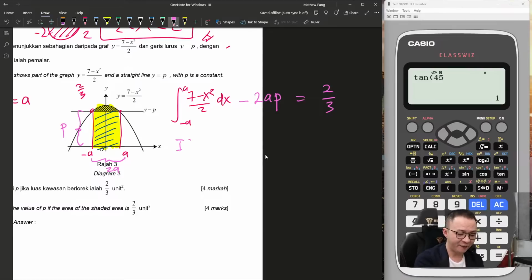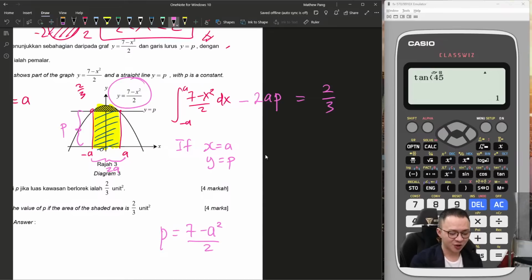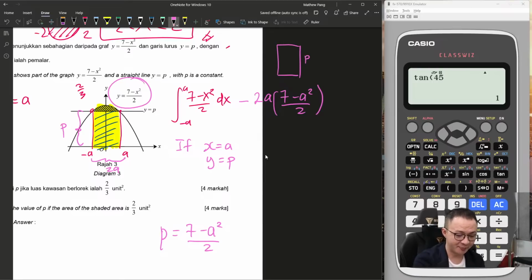Okay, if my x equals a, my y equals p, then this is what happened. See this thing, I will sub everything into the curve equation. p equals 7 minus a squared over 2. Do you see that? So I can sub into this p. More space here: 7 minus a squared over 2. Okay, so this is a rectangle. I just ensure you the rectangle is p and 2a at the bottom. Then I get 2/3.